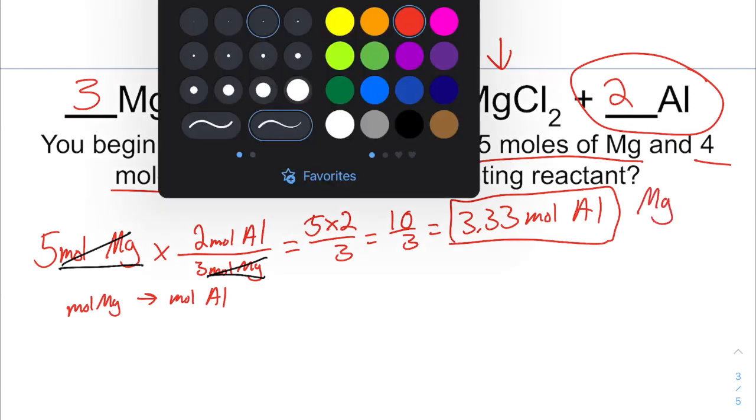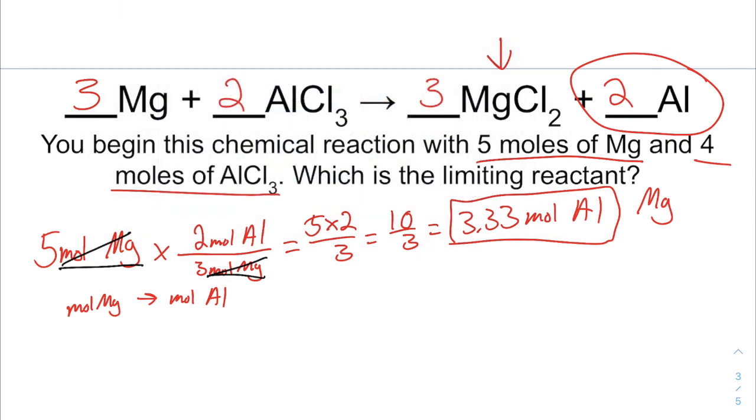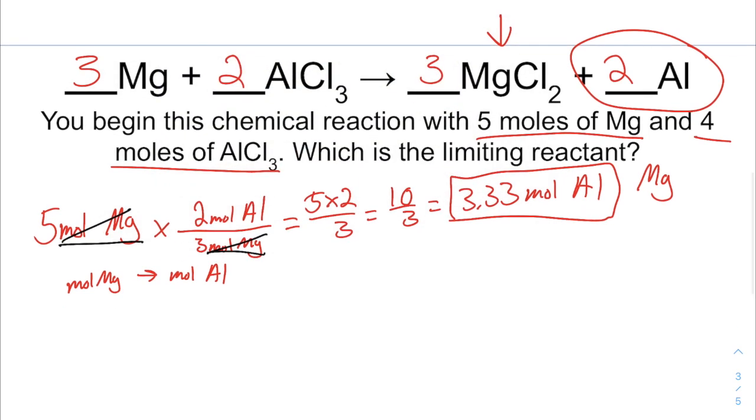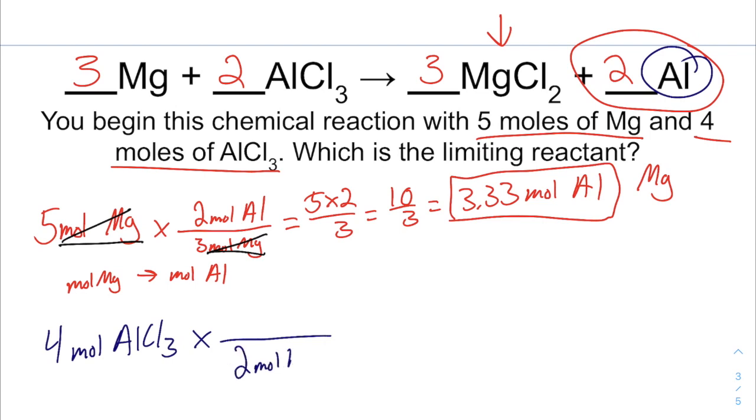Let's do the same thing now, but with our amount of AlCl3. So we have 4 moles AlCl3. We're going to do the exact same thing, and we still want to figure out how much aluminum can be made because we need to compare the same product. So I'm going to put 2 moles AlCl3 on the bottom and 2 moles Al on the top. Cancel out my units.